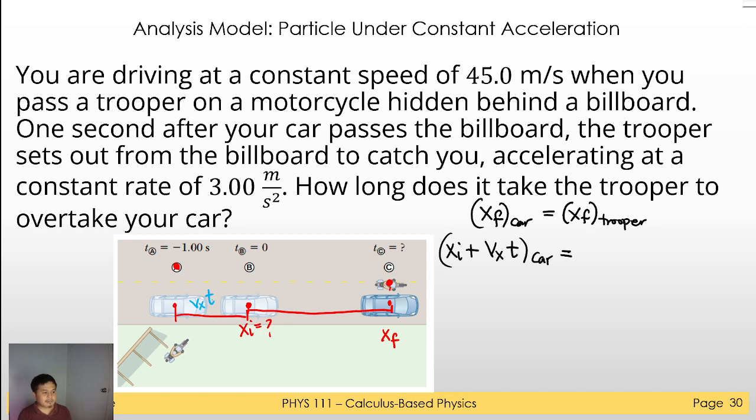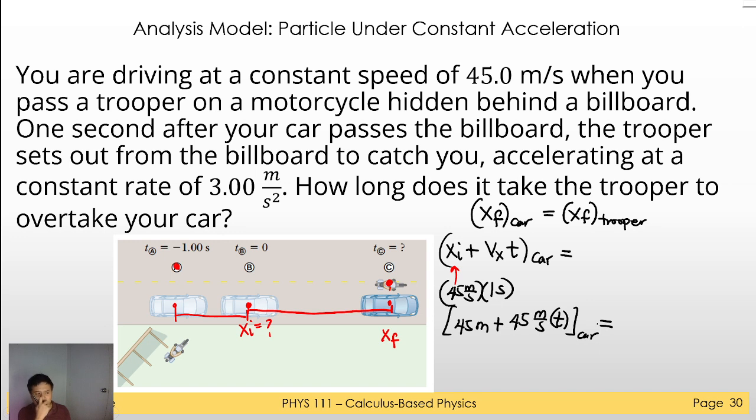Okay? So the time here is 1 second. So xi here is 45 meter per second times the 1 second. So this is after 1 second. So therefore, this is 45 meters for xi. And then the constant velocity of the car is 45 meter per second multiplied by the time. Okay? So this is for the car.